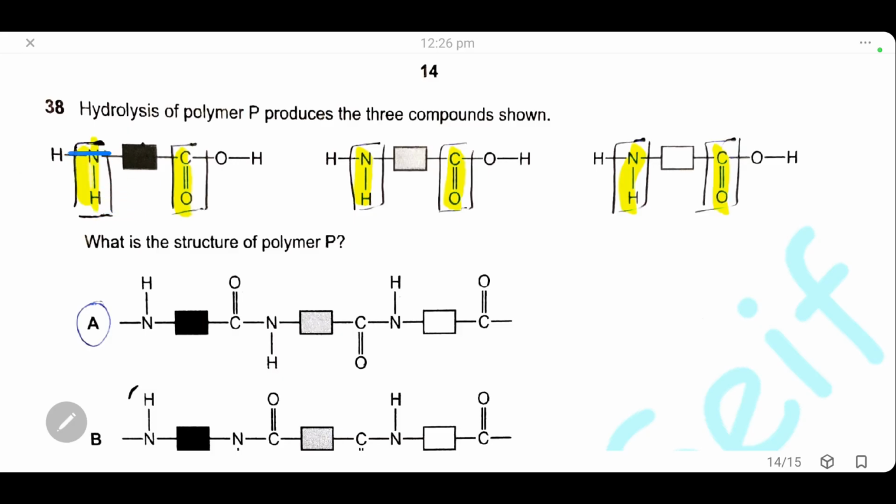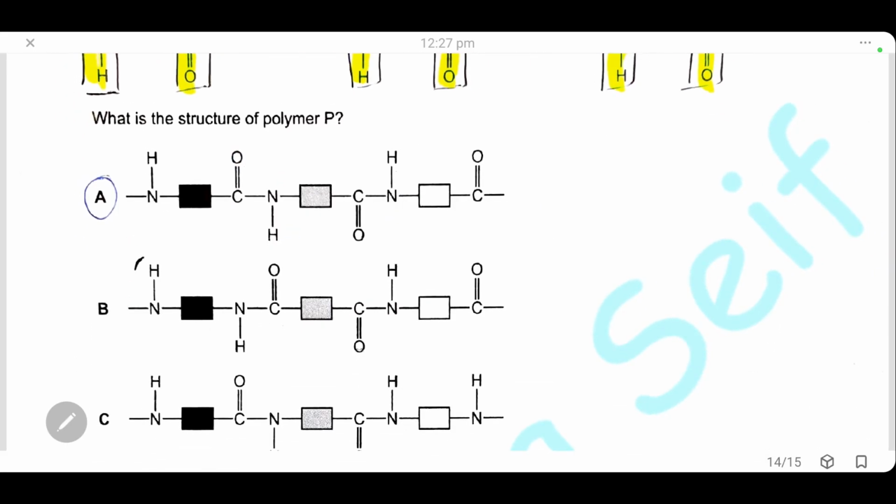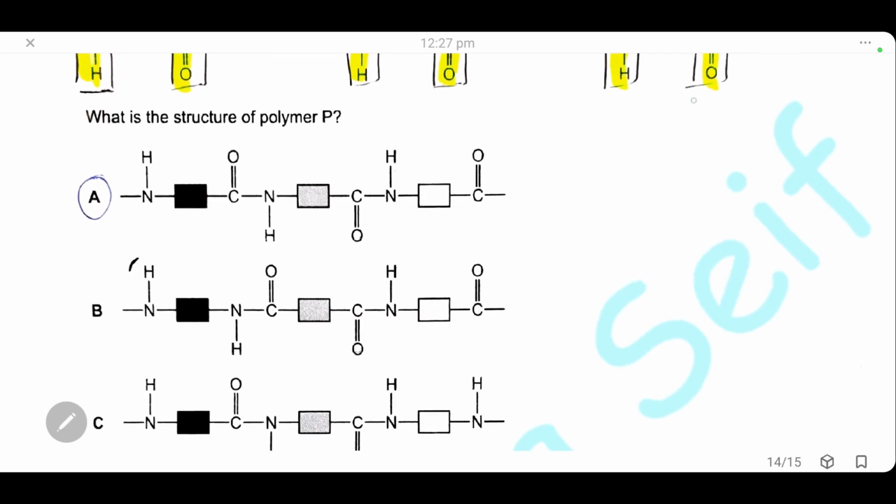So we will first draw the NH, then followed by the black block, then the CO bonded to the NH, the first amide linkage here between the 2 compounds. Then we will write the gray block followed by the CO groups, then connected to another NH group to form the second amide linkage, followed by the white block and another CO group, and of course we'll have 2 open ends of the polymer. So by following the order, you will find that the answer is A.